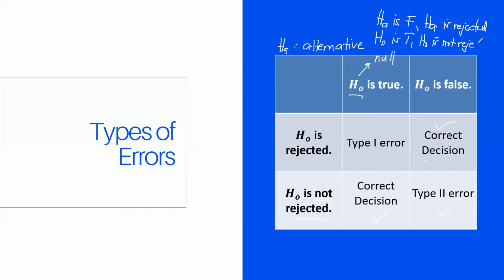We will just negate the statement, if you can still remember the lessons in logic. So we have the null hypothesis is true and it is not rejected. Let's check the matrix here. We say that it is a correct decision. Therefore, it is a correct decision when we have a false alternative hypothesis and we reject it.